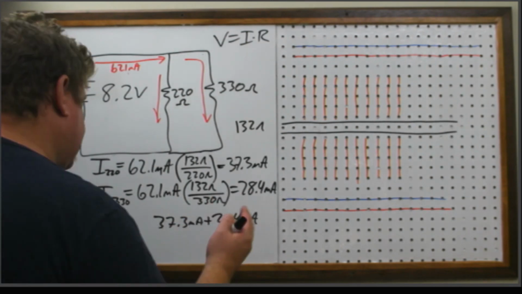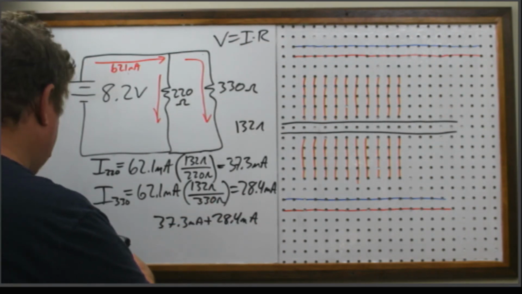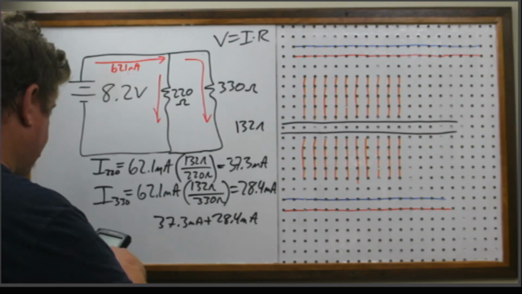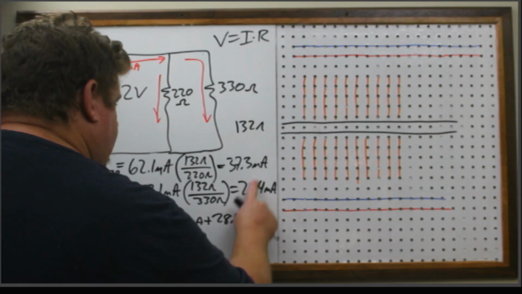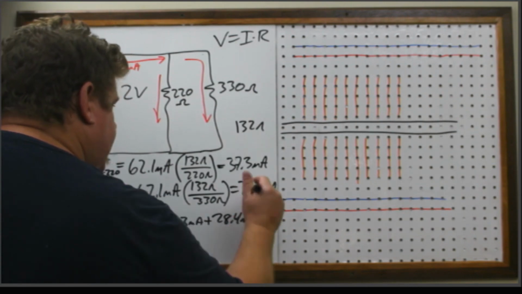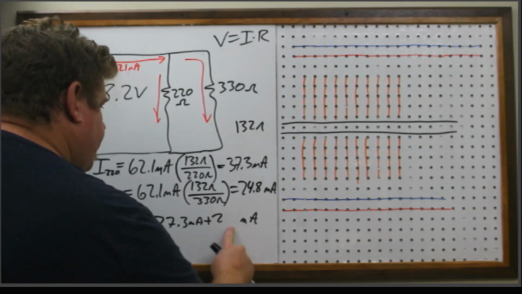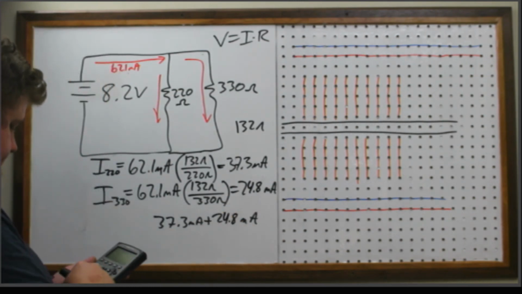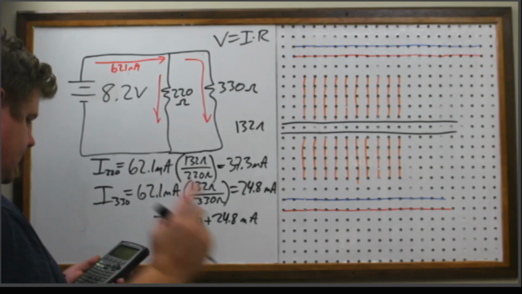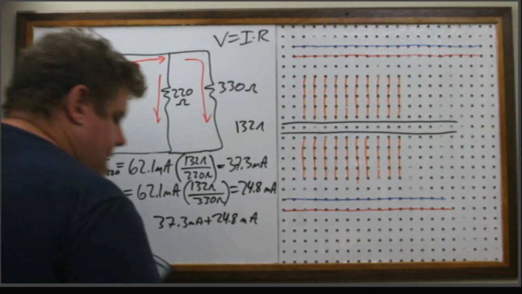And I get 60, let's see, 37.3, 28.4. Is that what I got up here? 37.3, 24.8. This is wrong. See, this is why you check. 24.8, not 28.4. Now, when I put in the right numbers, 62.1. Okay, there we go. So those are my two branch currents that I'm expecting.